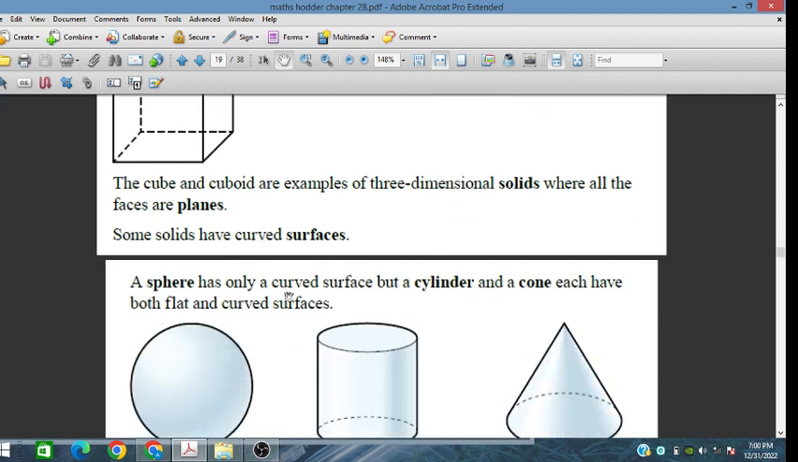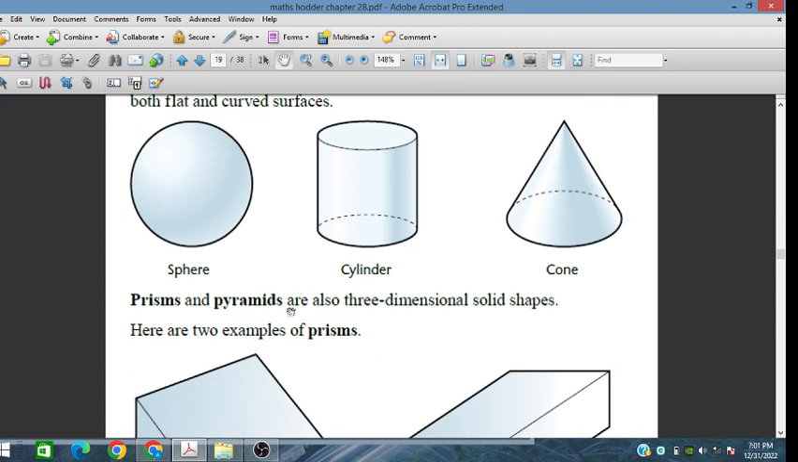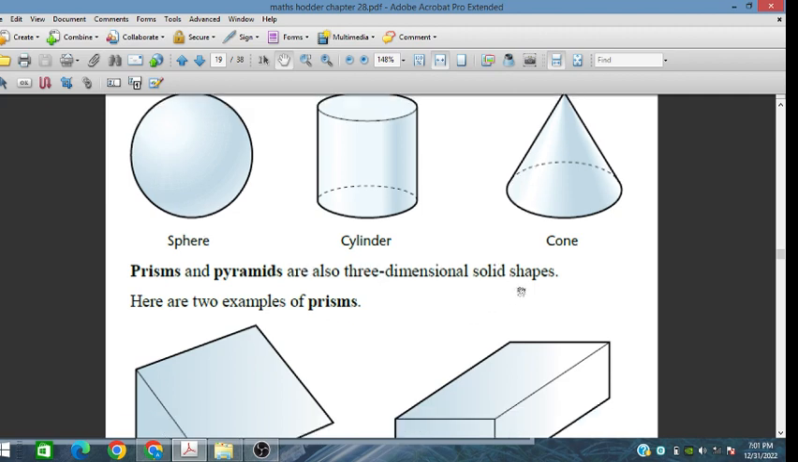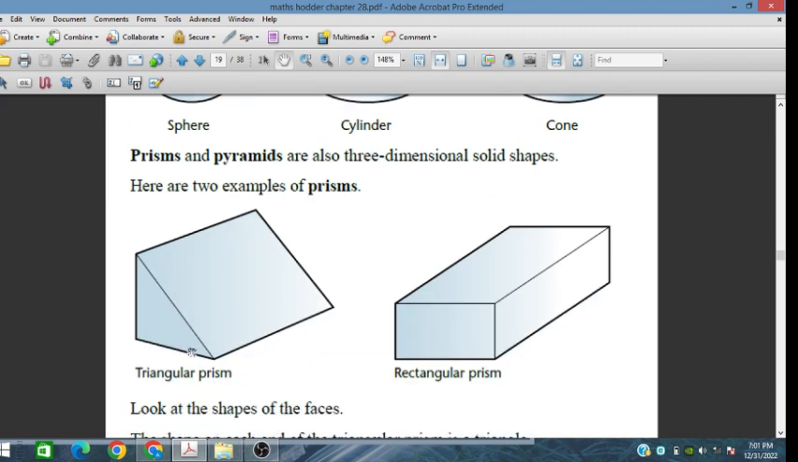The sphere has only one curved surface, and no plane surface. But a cylinder and a cone each have both flat and curved surfaces. So here we have this curved surface, and this is a flat surface. Prisms and pyramids are also three-dimensional solid shapes. Here are two examples of prisms. This is a triangular prism, and this is a rectangular prism.